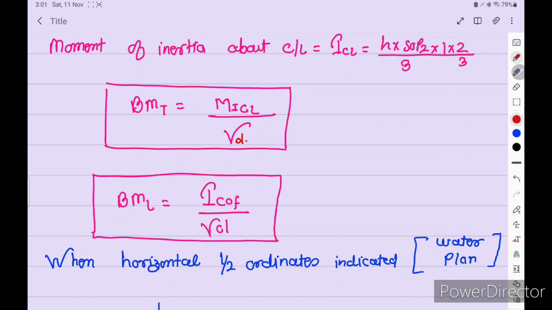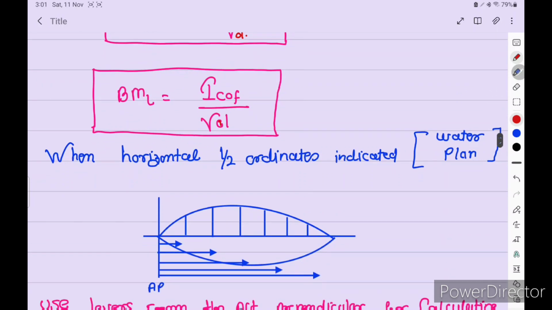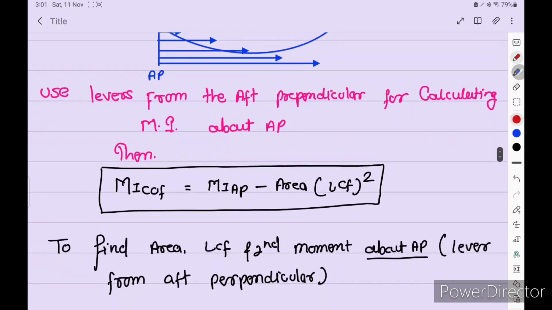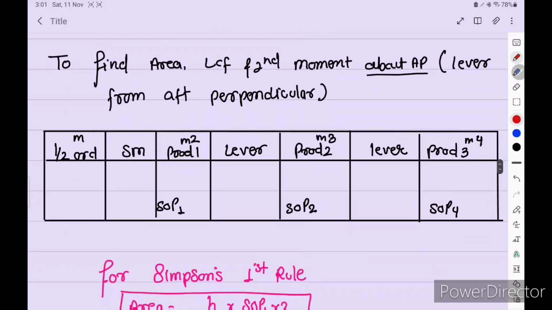BM longitudinal is equal to ICOF upon volume. When horizontal half ordinates indicate the water plane area, we take moments from the after perpendicular. We use levers from the after perpendicular for calculating the moment of inertia about the after perpendicular. Then the moment of inertia about the center of flotation is equal to MI about the after perpendicular minus area into LCF squared. To find the area, LCF and second moment about the after perpendicular, we use this table. How we use the table, we will solve during the numericals when we solve the past MMD papers.